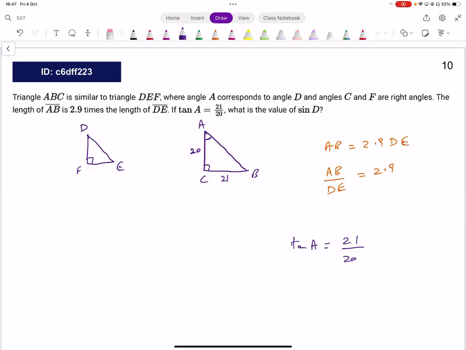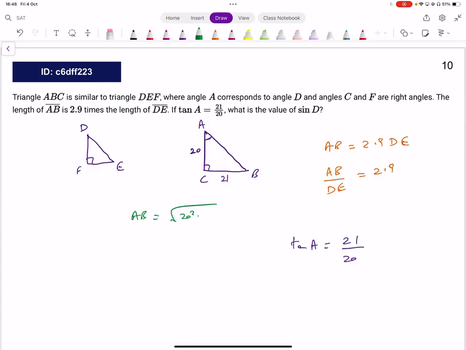A and D are the same angles. Now, since they are the same angles, are they the same angles? A corresponds to D. Yes, they are the same angles. We can just use this triangle. We actually do not even need the other one. This length is kind of redundant. It's not required. If these two sides are 20 and 21, can you find the hypotenuse? What's AB going to be?